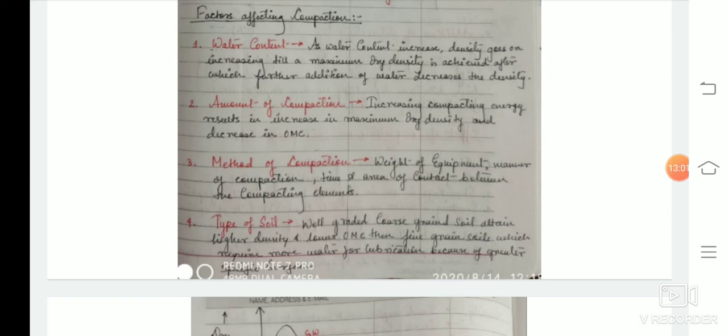So there are various aspects in this. The weight of the compacting equipment is one factor. The manner of compacting or operation, such as whether it is vibrated, or impact load is applied, or static, kneading or rolling. And the time and area of contact between the compacting element and the soil, that means how much time we are giving for compaction of a particular type of soil.